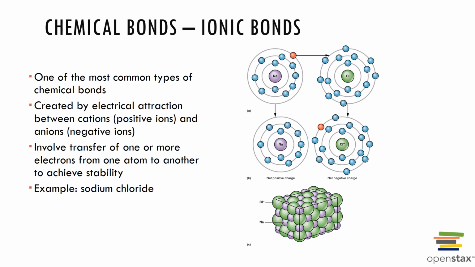So if sodium, which has a positive charge, gets an electron from chlorine, which has a negative charge, now we have a balanced molecule, sodium chloride. And we have an ionic compound that results from sodium and chloride coming together. And ionic compounds often form crystals, as shown in the diagram.